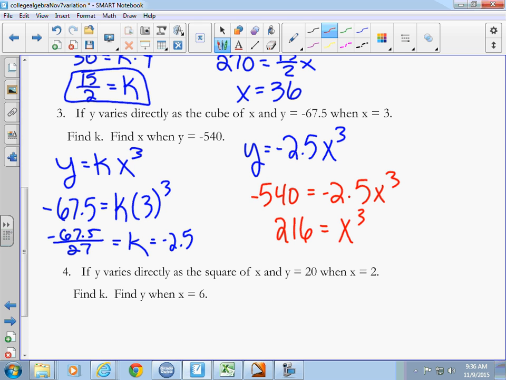But now you could also use a 1/3 power. 6. Yes. What is the cube root of 216? 6. Any questions about that one?